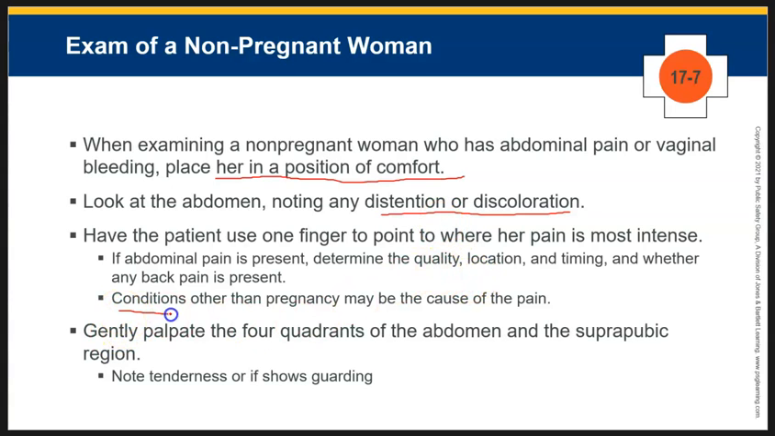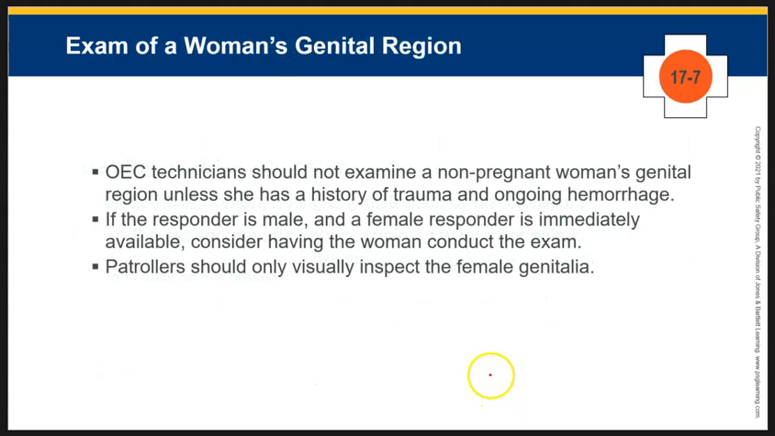And always recognize that conditions other than pregnancy may be the cause of the pain. If you need to palpate the abdomen, do it as we typically do in assessment and just consider all four quadrants. OEC technicians should not examine a non-pregnant woman's genital region unless there is ongoing hemorrhage. If the responder is male and a female OEC technician is available, we should consider having the woman conduct the exam.